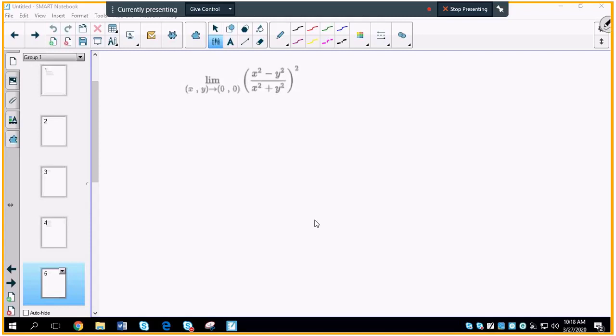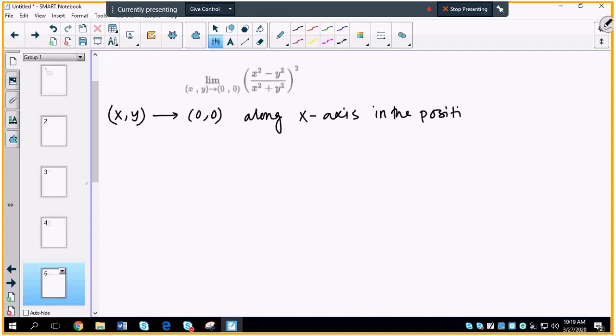So what I'm going to show, first, let us try to approach the point 0 comma 0 on the x-axis. I will say x comma y, my point, is approaching the point 0 comma 0, but it is doing it along the x-axis. You can approach the origin along the x-axis from the positive direction or the negative direction. So I'm going to say the positive side of the x-axis, so I'm approaching the point 0 comma 0 from the right.